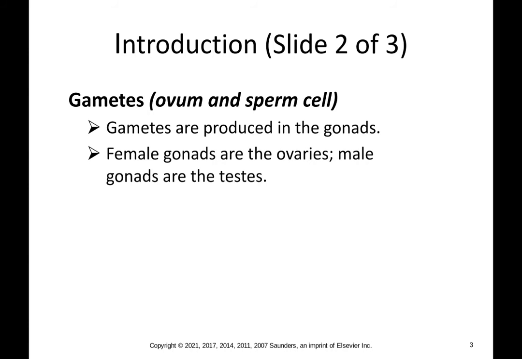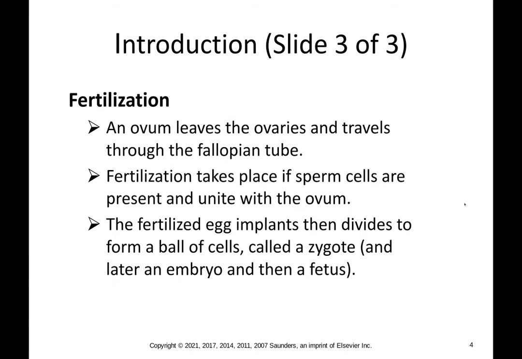Gametes are produced in the gonads. The female gonads are the ovaries, and the male gonads are the testes. So, how does fertilization occur? An ovum leaves the ovaries and then travels through the fallopian tube, and fertilization takes place if sperm cells are present and unite with the ovum. The fertilized egg then implants and then divides to form a ball of cells called a zygote, which later turns into an embryo and then a fetus.